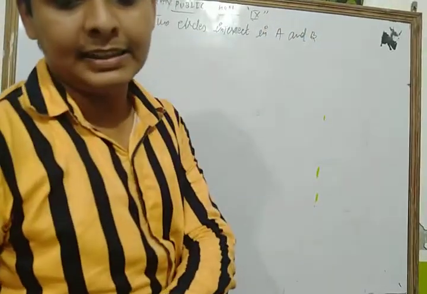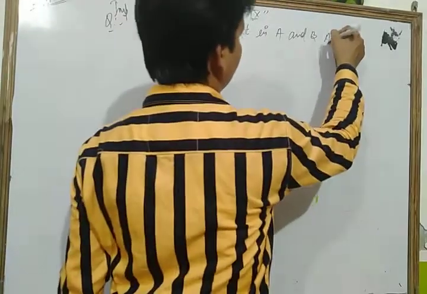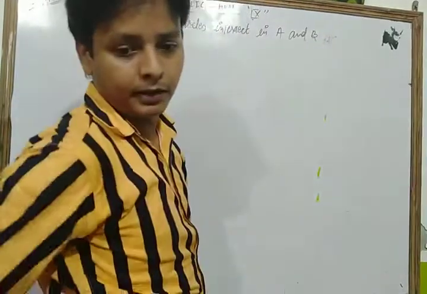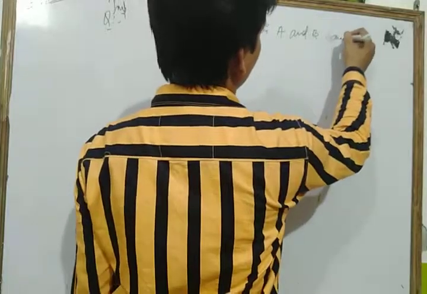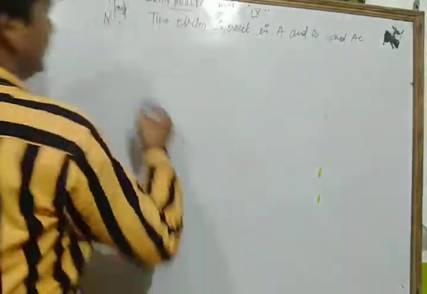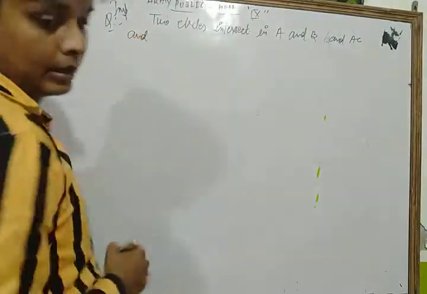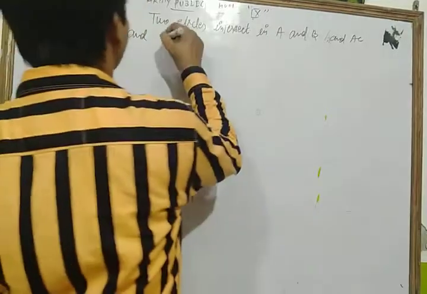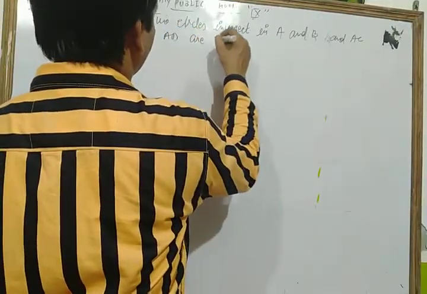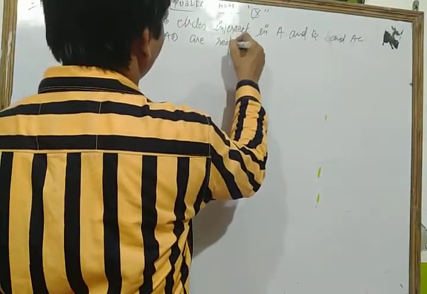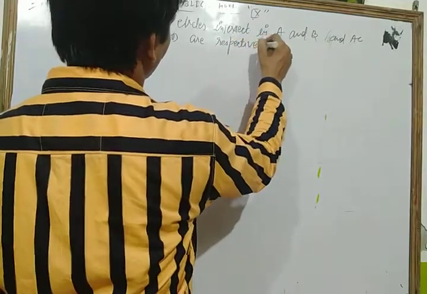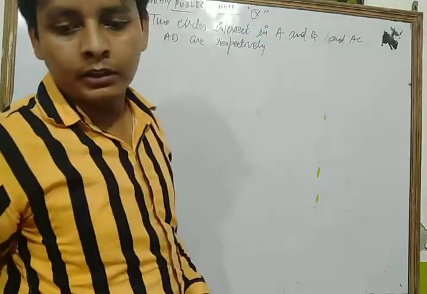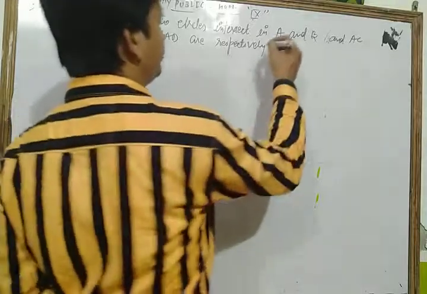Okay, and AC and AD are respectively the diameters of the circles.